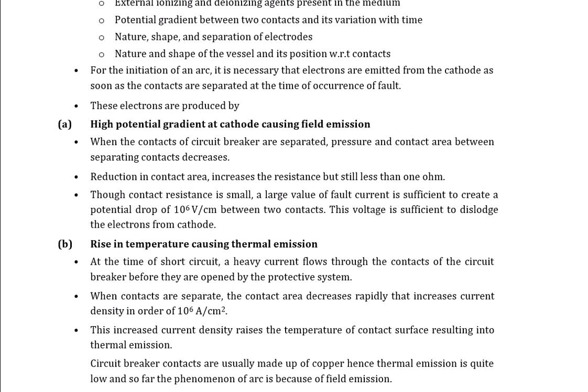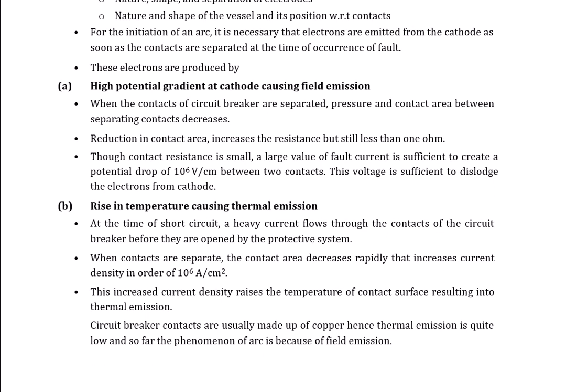Okay, so rise in temperature causing thermal emission. The second reason for this production of electrons is rise in temperature causing thermal emission. At the time of short circuit, a heavy current flows through the contacts of the circuit breaker before they are opened by the protective system. When contacts are separated, the contact area decreases rapidly.